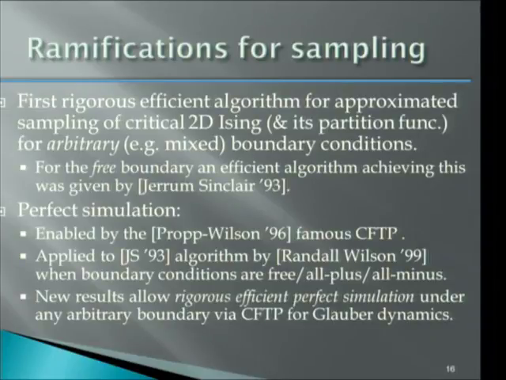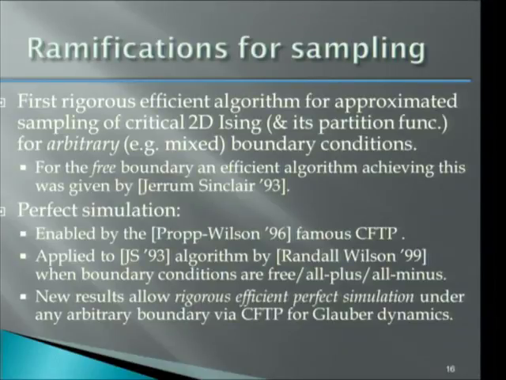Okay, now as far as perfect simulation goes, remember that I said that there's this method of coupling from the past by Propp and Wilson that allows you not just to get as close as you want to the stationary distribution, you can actually sample from it exactly. This is this abbreviation here, coupling from the past. And this was applied in 1989 by Randall and Wilson. This is a note by Dana and David that shows that you can just apply coupling from the past to the Jerrum-Sinclair algorithm and get an exact simulation when the boundary conditions are free, all plus, or all minus.